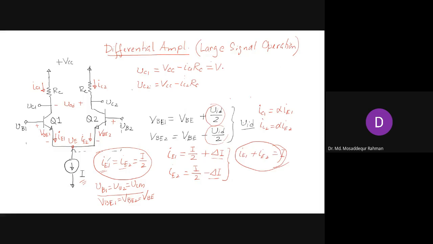That is VCC minus IC1. IC1 is alpha times IE1. Just directly write this one: IE1 is I by 2 plus del I, and that times RC. So that is our alpha IE1 RC.